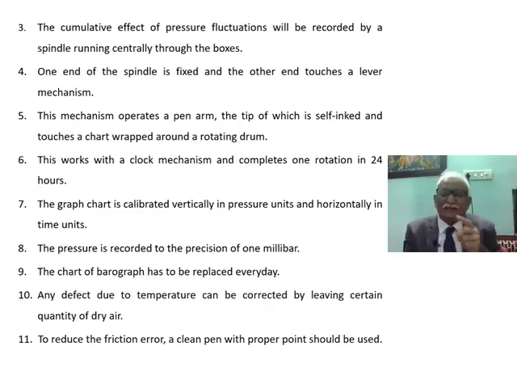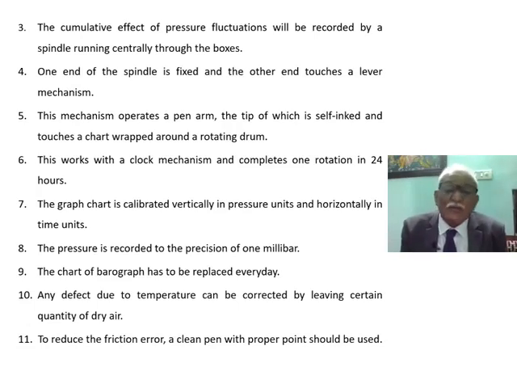Boxes means, as I said a few times, like our carom coins, one by one: aneroid boxes, or we will call them cells. One end of the spindle is fixed below, and the other end attaches to the lever mechanism. As I said, in the live class you can see it. The other end is connected to the magnifying system and arm to record over the rotating drum. This mechanism operates a pen arm, the tip of which is self-inked and touches a chart wrapped around a rotating drum, like our watch. We can keep it like this, on the rotating drum.